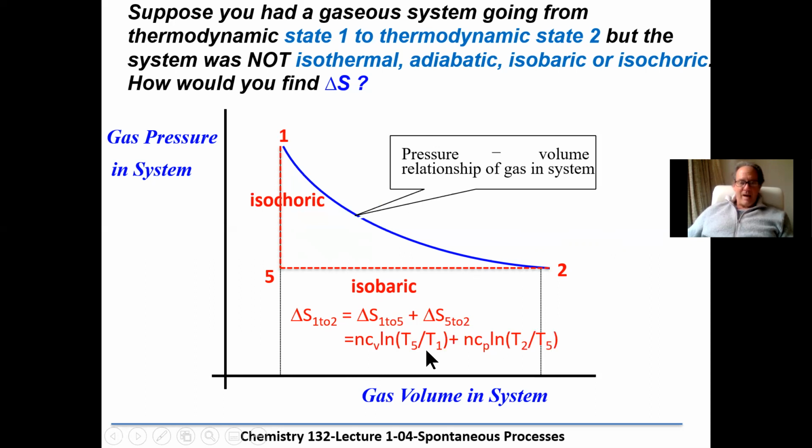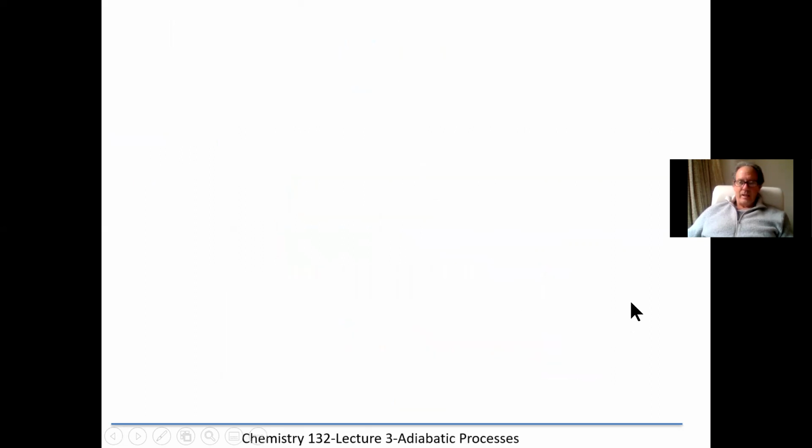So for 1 to 5, we're going to have to know the temperature changes again. We have to figure them out. What's the temperature going to be at 5? What's the temperature going to be at 2? What was the temperature at 1? So if we know those temperatures, we could use this particular method of calculating the change in entropy.